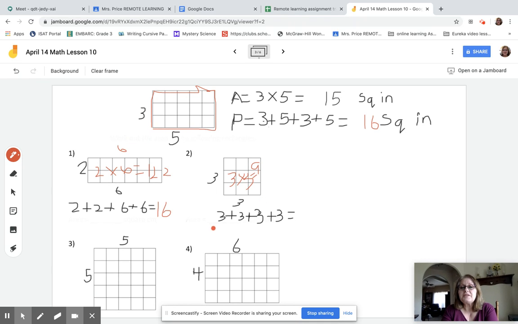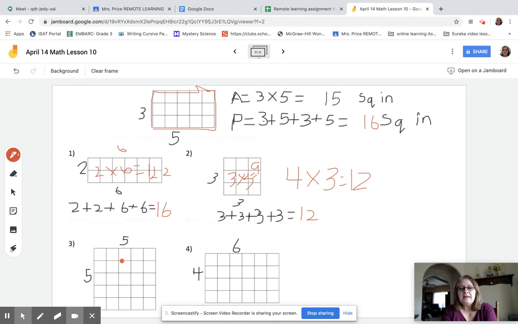Okay, and then to find the perimeter, we just add up all sides. 3 plus 3 plus 3 plus 3. Well, 3 plus 3 is 6, and 6 plus 6 is 12. What's another way we could figure that instead of adding it? We've got 4 3s. Could we do that as a multiplication problem? Yes. We've got 4 times 3 equals 12.